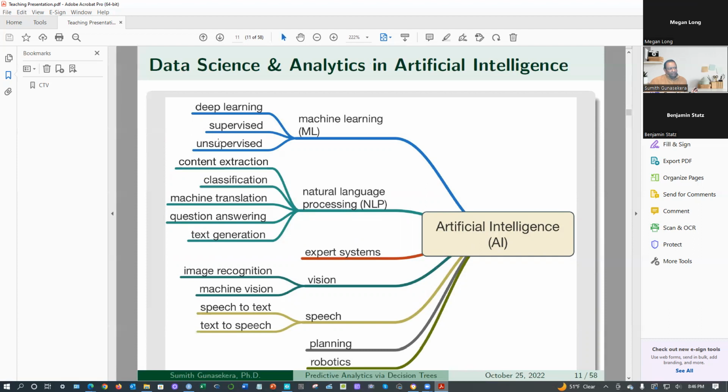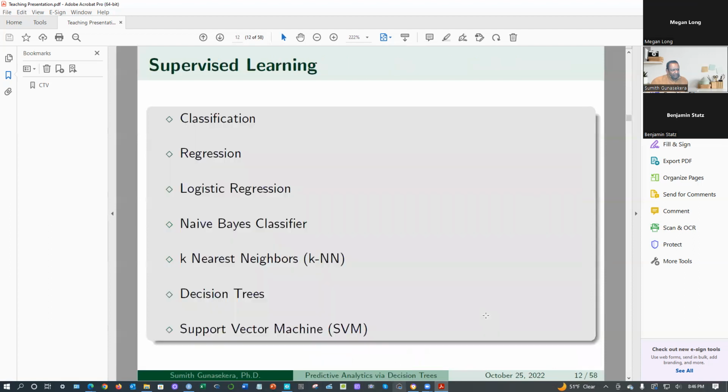See, deep learning, supervised, unsupervised. Supervised learning is regression. Regression is one of the supervised learning methods. All these come under artificial intelligence. This is the key part of why you are learning data analytics nowadays.